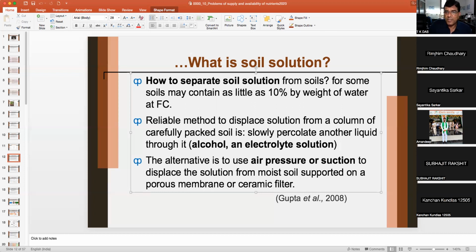This method has been tried by some people to extract the soil solution, and then you can know the concentration of nutrients in the soil solution, because alcohol can be separated from your filtrate. One more alternative is to use air pressure or suction to displace the solution from moist soil supported on a porous membrane or ceramic filters. So options and techniques are available. Some techniques are really reliable, some are not, but techniques are available to extract the soil solution from the soil.